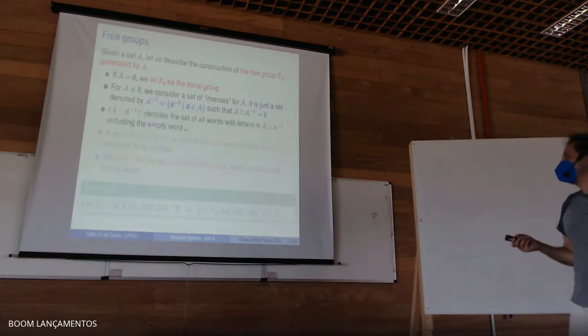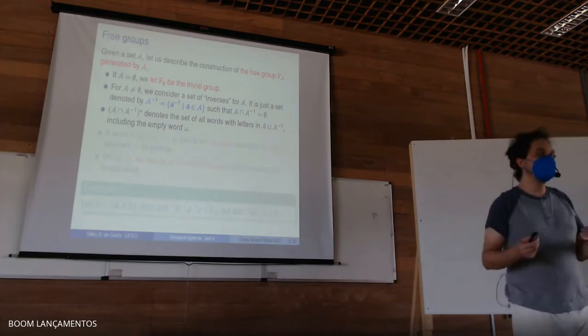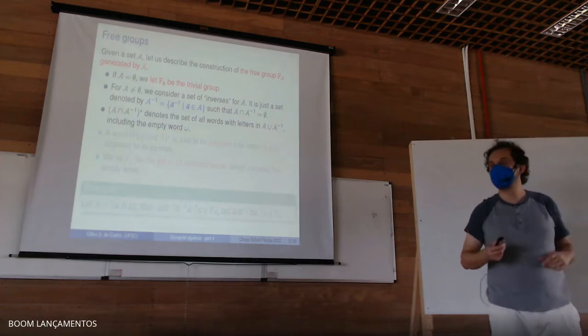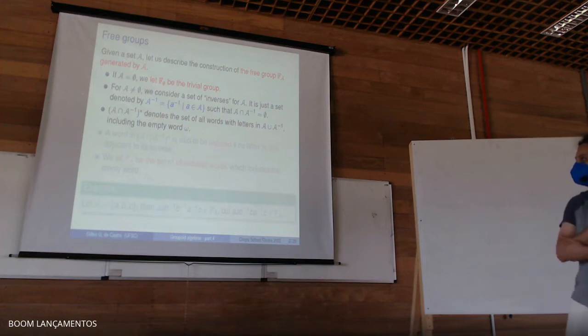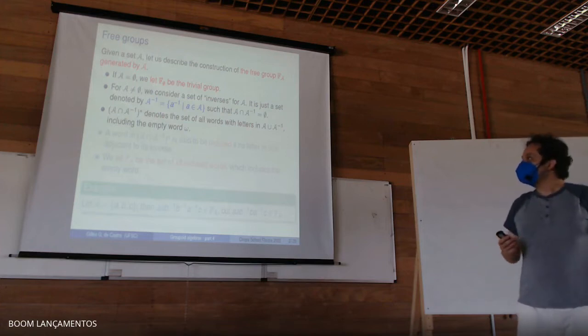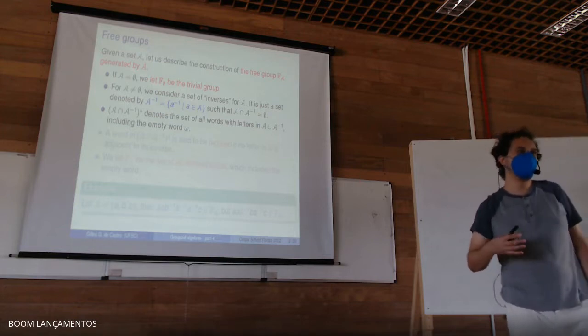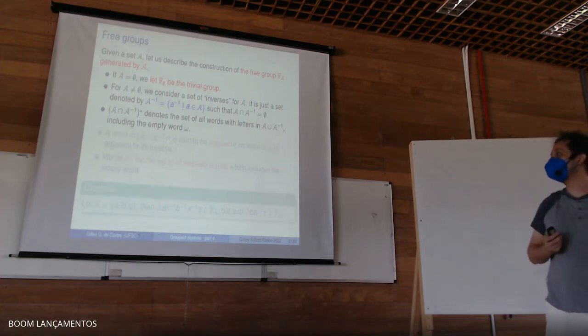Once you have this, we take the union of these two sets, and we take all the words that we can write with the letters and the inverses of the letters. And we include the empty word, which I'm going to denote here by omega. So we would like this to be the whole free group. In fact, up to some cancellations, it's going to be that.